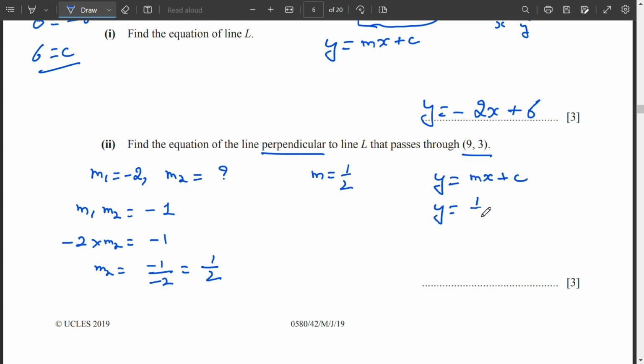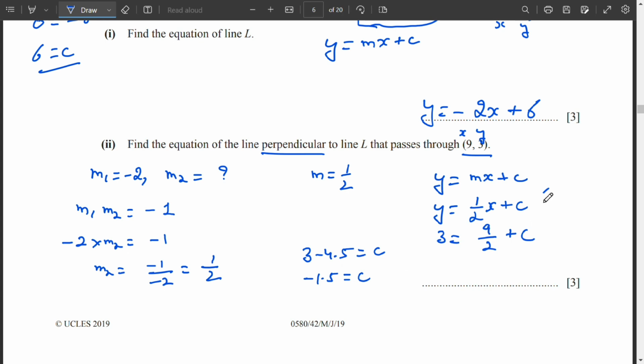So y equals half x plus c. Substituting the values of x and y, x as 9, y as 3. So this is 3 equals 9 by 2 plus c, because half into 9 is 9 by 2. Over here is 3, and 9 by 2 is actually 4.5. So when you take it to that side, this will be 3 minus 4.5 equals c. That means c will be minus 1.5. 3 minus 4.5 is minus 1.5, that is c.